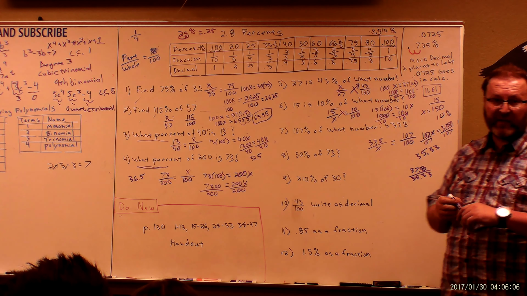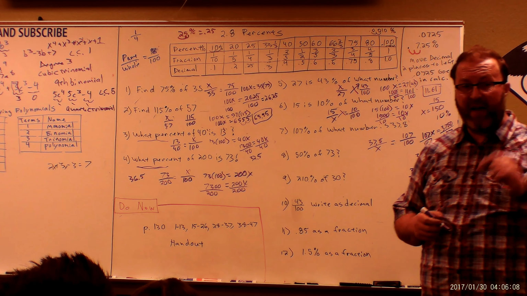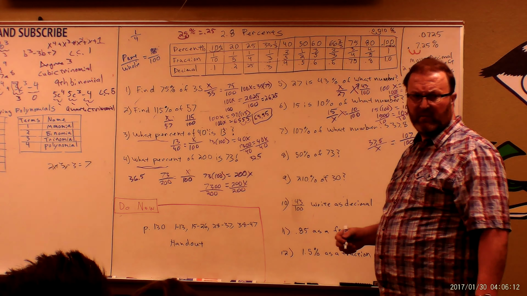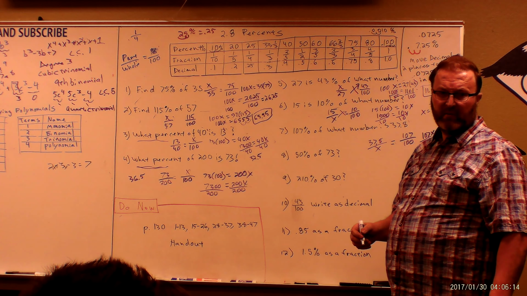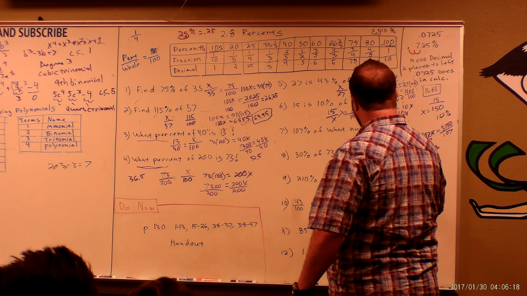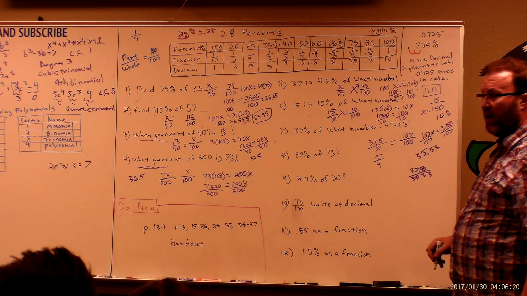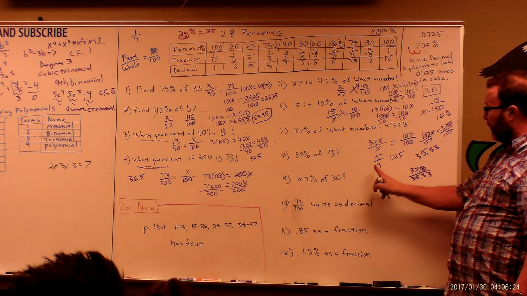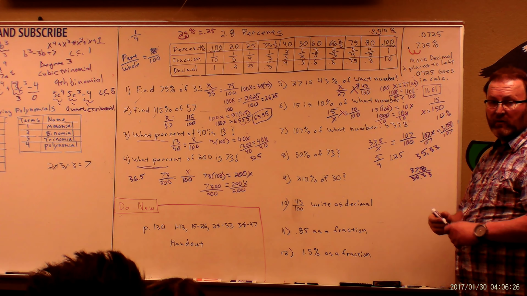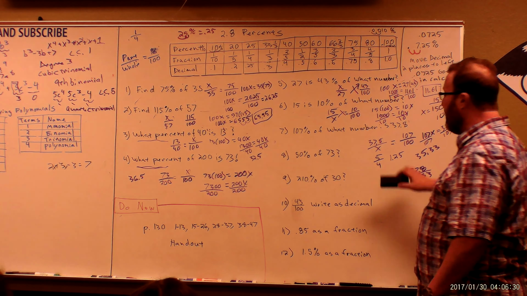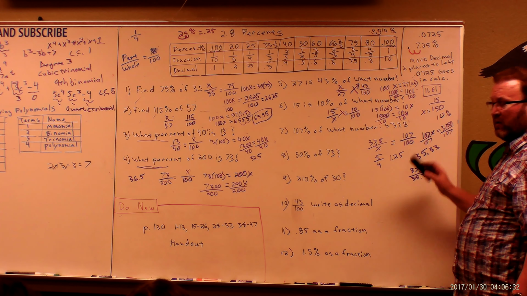So let's think about this. If we have $1, but we have 5 quarters, what do we have? $5. So 5 quarters over 4, right? We have $1.25, right? Because we're over $1. The whole's the dollar. Okay. Any questions on this one?